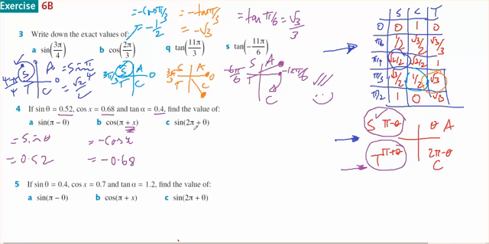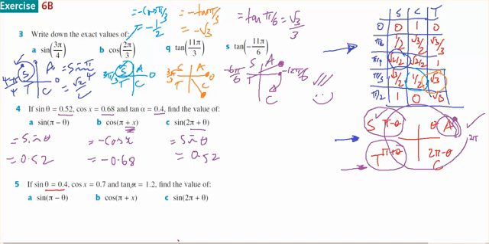And thirdly, sine of 2 pi plus theta. Well, 2 pi is all the way around here. If I go another theta, I'm in the first quadrant. Everything's positive, therefore that's the same as the sine of theta, which will equal 0.52. And lastly, question number 5.